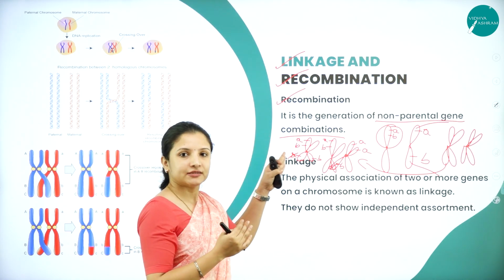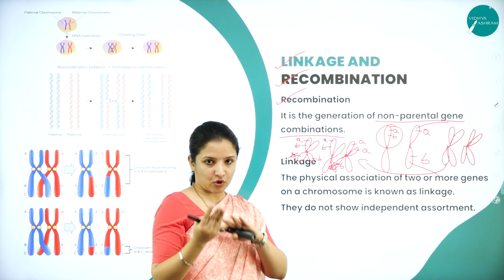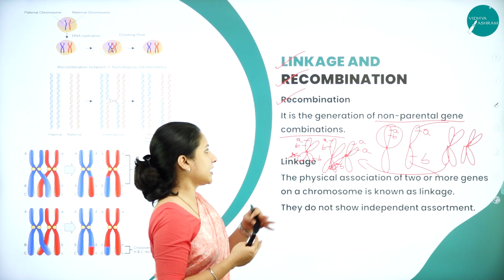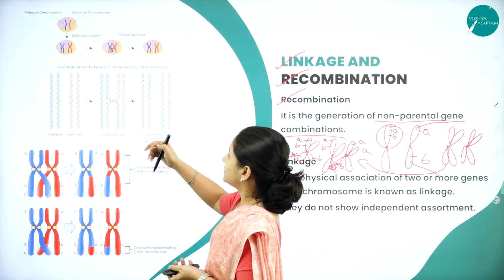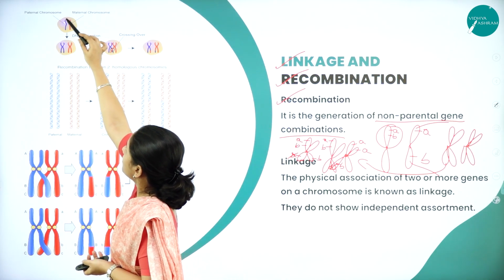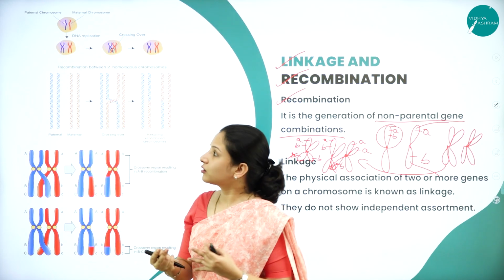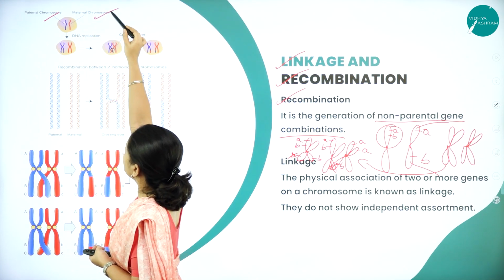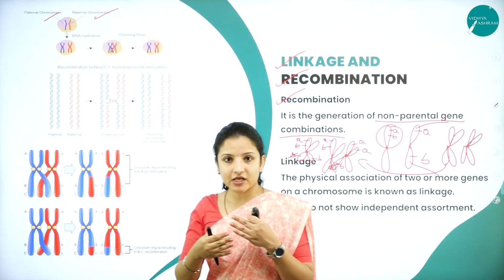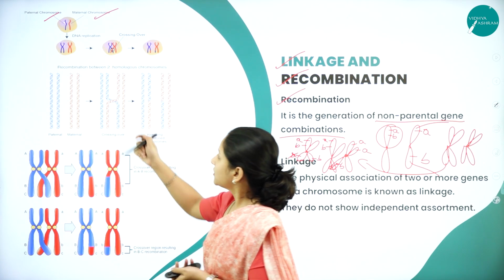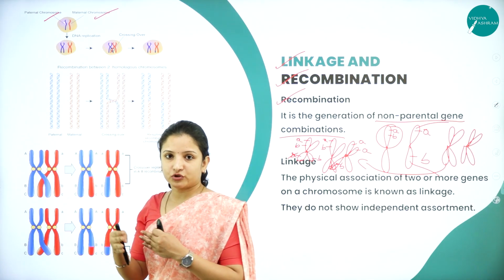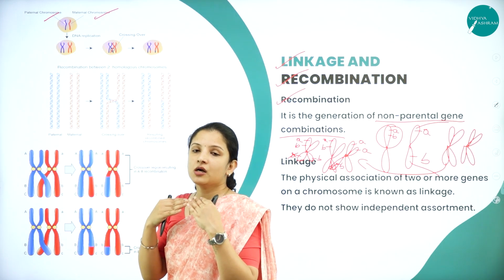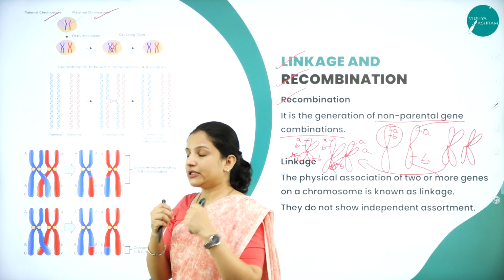So a different set of genes has come to the progeny. That is nothing but recombination. It is the generation of non-parental gene combination. So you can see here you have the parental chromosomes, wherein this is the paternal chromosome and the other one is the maternal chromosome. So when DNA replication is taking place, two different pairs of chromosomes are being produced, wherein one set is from the maternal and the other set is from the paternal, that is the mother and the father respectively.